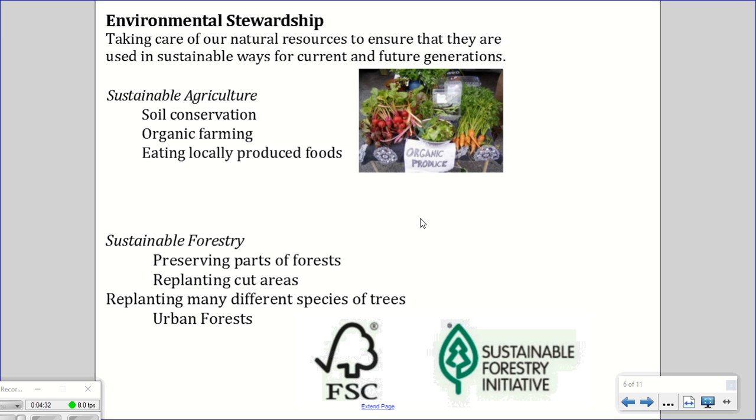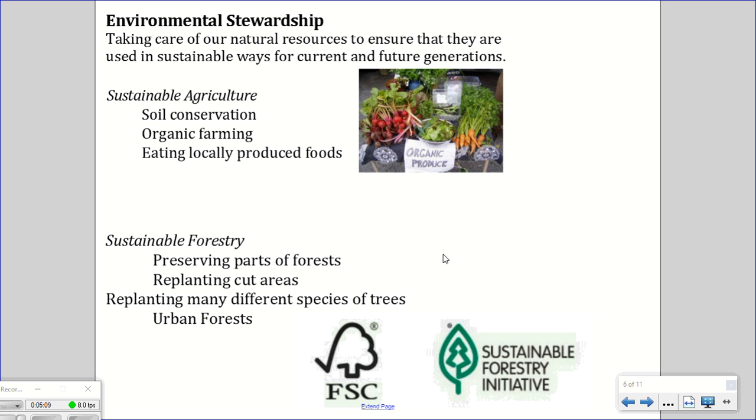So, given the amount of people that live on the planet currently, environmental stewardship is very important. So taking care of our natural resources to ensure that they are used in sustainable ways for current and future generations is important. So sustainable agriculture includes soil conservation, organic farming, and eating locally produced foods. Sustainable forestry includes preserving parts of forests, replanting cut areas, and replanting many different species of trees in areas that have been cut.